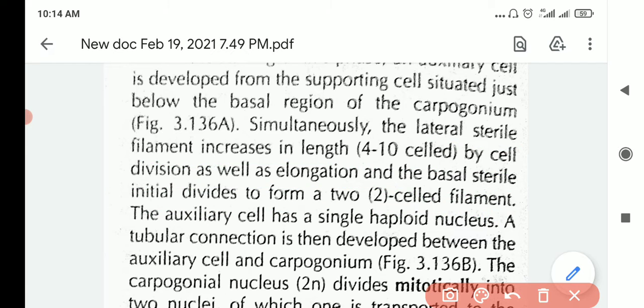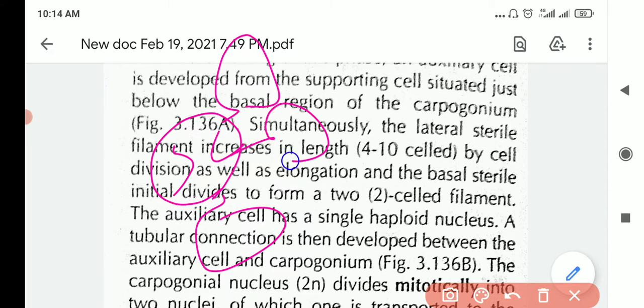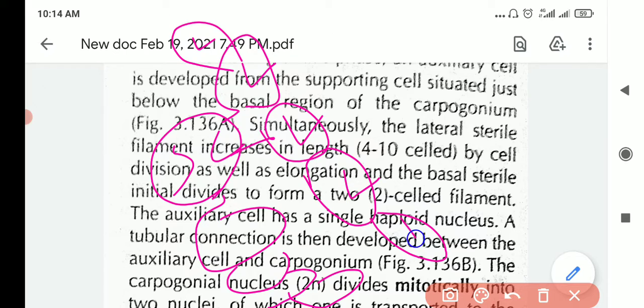So this was our supporting cell. Then we had one basal cell and two lateral cells. This basal cell will keep on dividing and elongating. Similarly, the lateral cells will also elongate and divide. This is lateral, they were elongating and dividing. From the basal cell also, they keep on dividing and elongating.